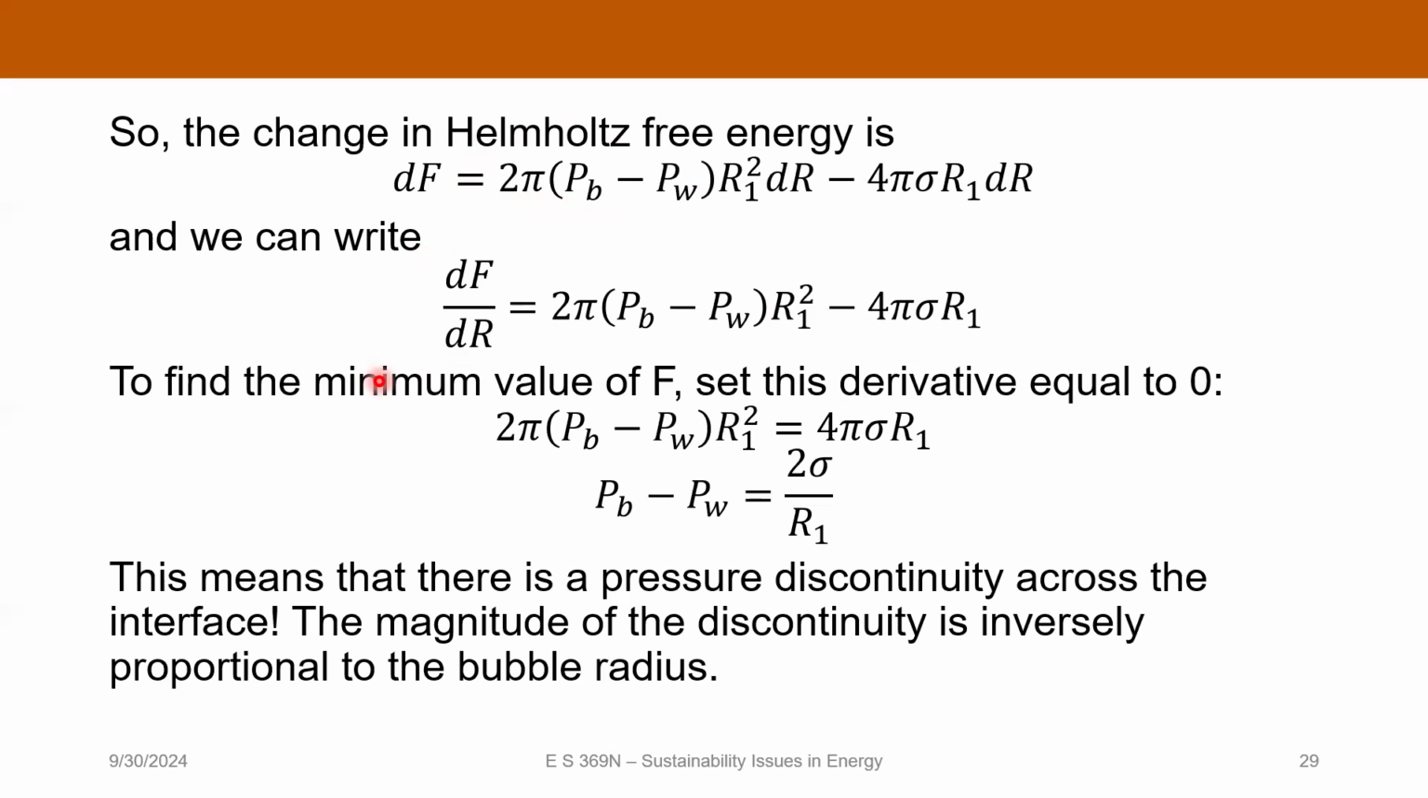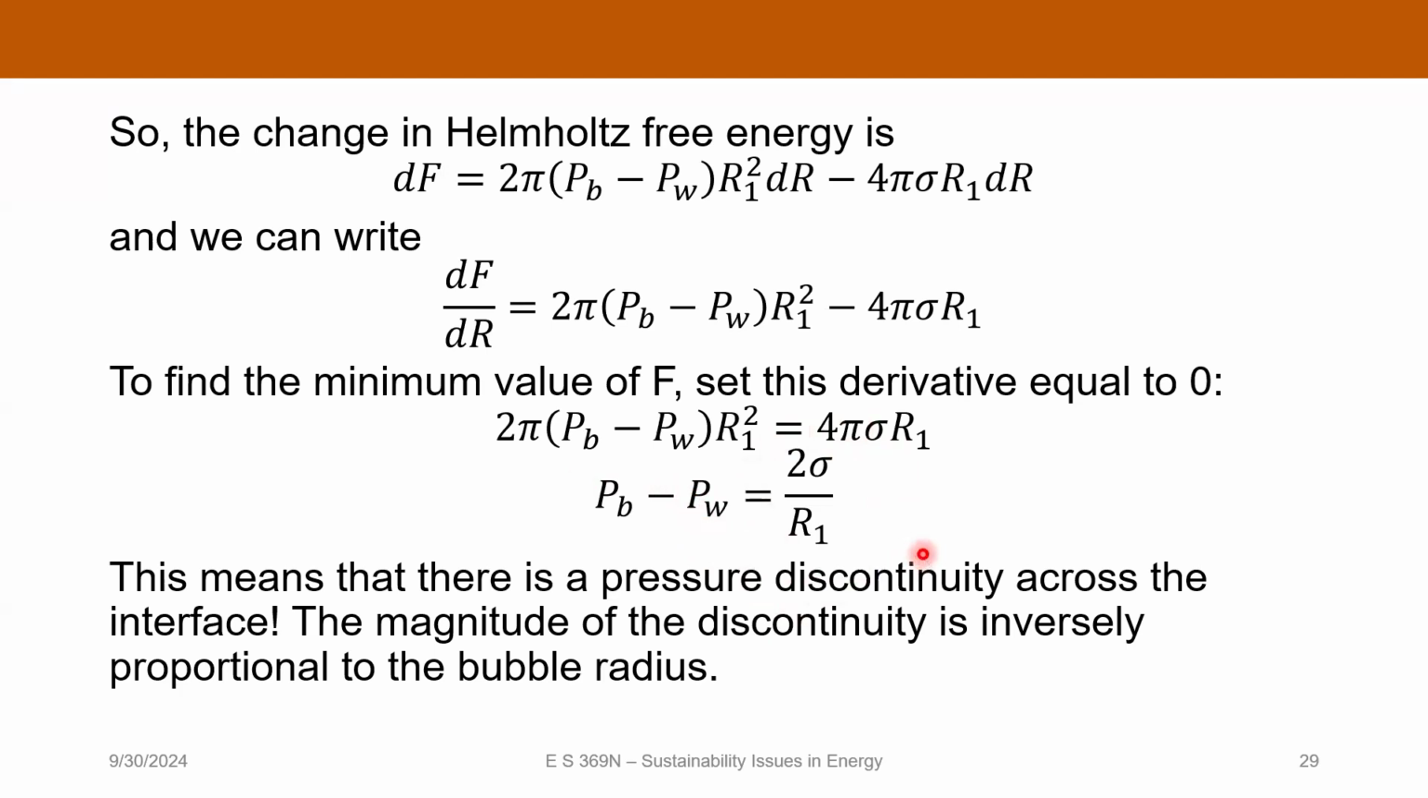So the change in Helmholtz free energy with the change in the radius of the sphere is just given by this term over here. And if we minimize the Helmholtz free energy, which is what we always want to do, this derivative here has to be equal to 0. So this term has to be equal to that term. And if we do the algebraic manipulation here, we see that the bubble and the water phase pressure are not going to be the same. They're going to differ from each other by an amount equal to 2 sigma over R1.